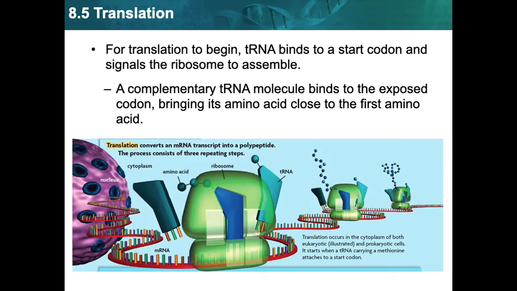So the complementary tRNA molecule binds to the exposed codon, bringing its amino acid close to the first amino acid. So it comes in over on this side, so on the right-hand side is an opening where the next tRNA comes in. And then this one at the left detaches. This one right here in the middle attaches this amino acid to the growing protein strand. When it moves down here, this one now comes over here, it detaches, this one comes to here, a new one comes in here. So it keeps on going from right to left. It keeps on moving this way.